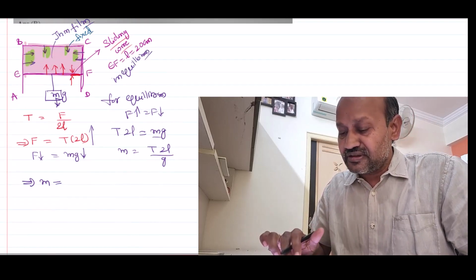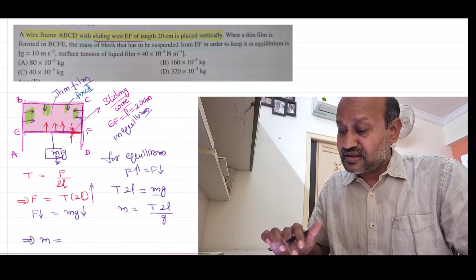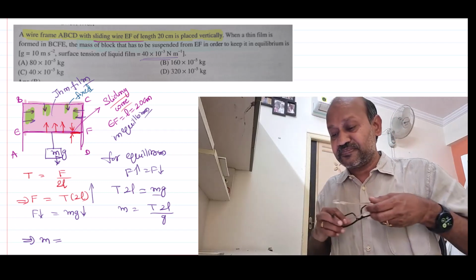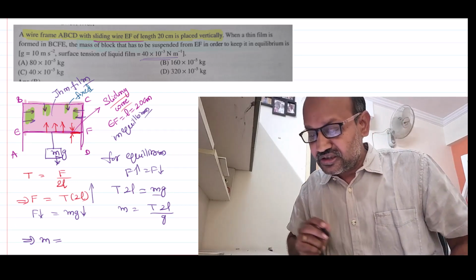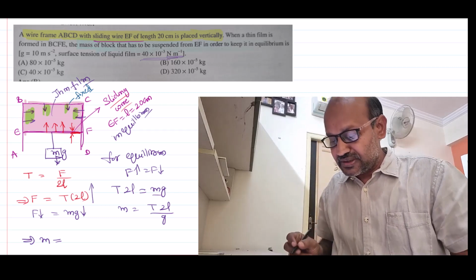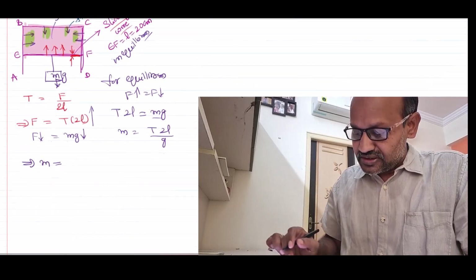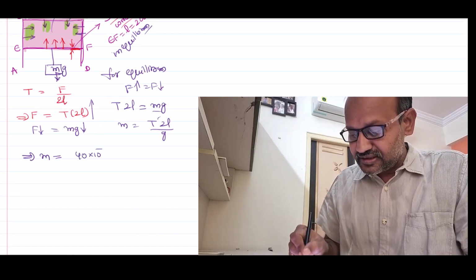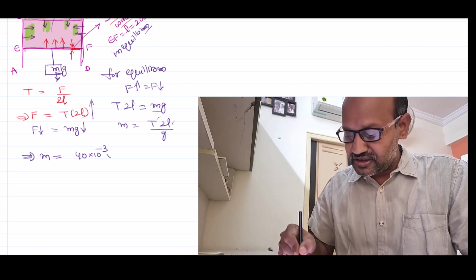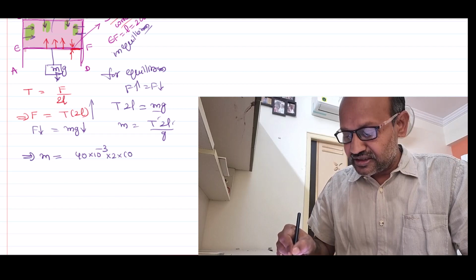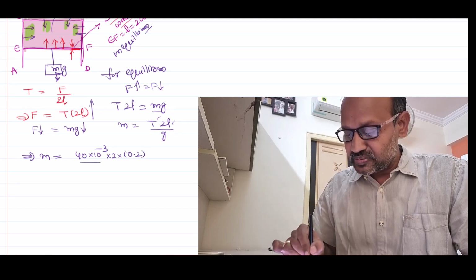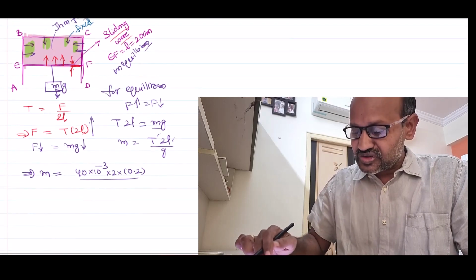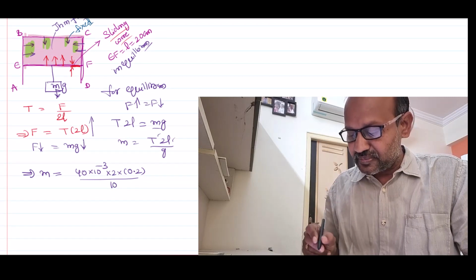What's the value of T given for us in the problem? Look at the data. The surface tension of the liquid is given as 40 into 10 power minus 3 Newton per meter. So I can write that data in place of T. 40 into 10 power minus 3 is in the SI system, so I need not make any conversion. Into 2 into L. L is given as 20 centimeters, that is 0.2 meters. g is given as 10 meter per second square in SI system. That is 10. I need not make any conversion.